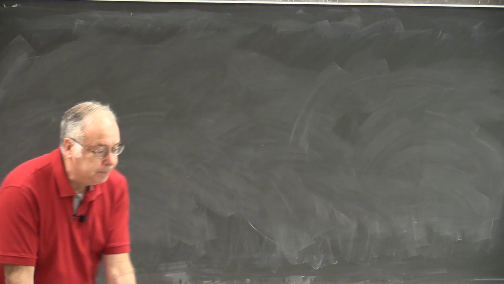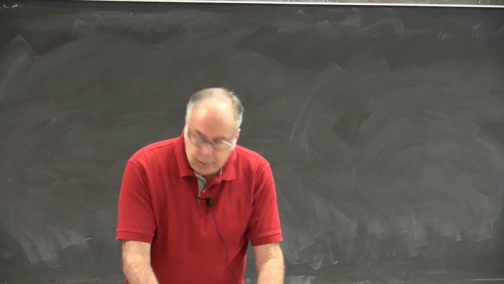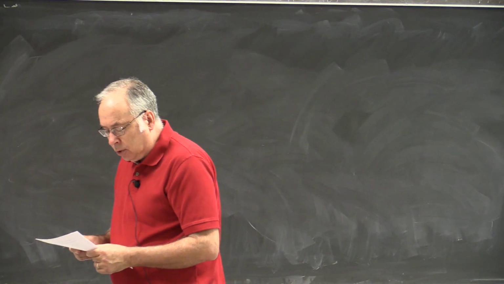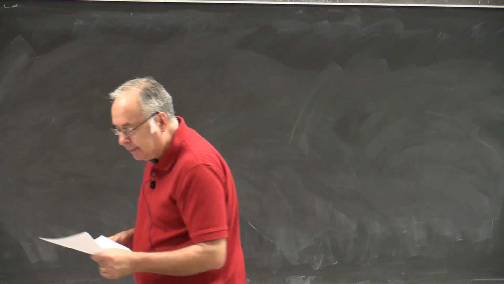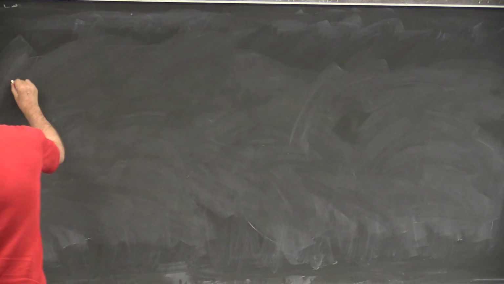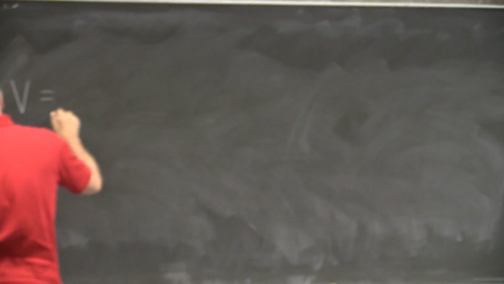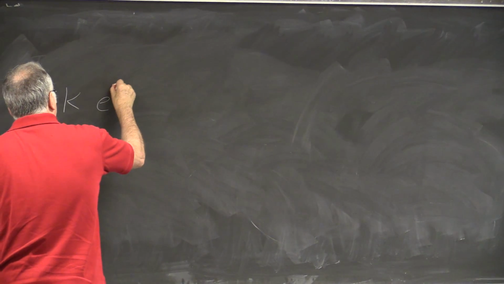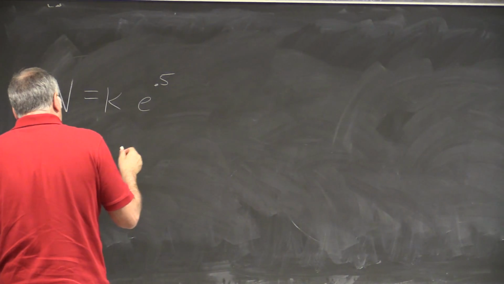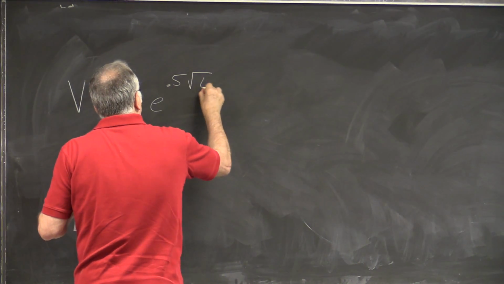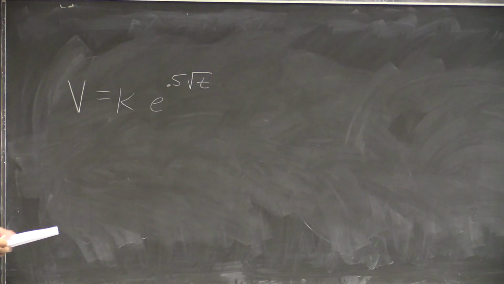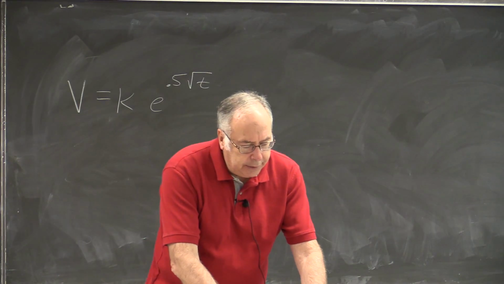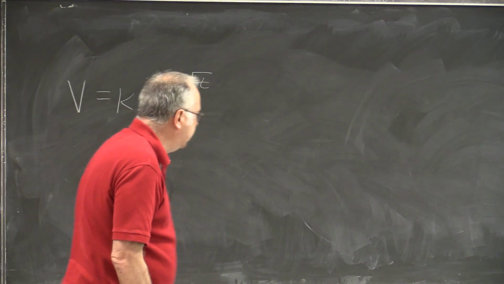Go over the quiz. I have all the quizzes done. The value of quizzes grows according to this function: V equals K times e to the 0.5 times the square root of t. So the future value of trees could be described by this function. The continuously compounded interest rate is 0.05.